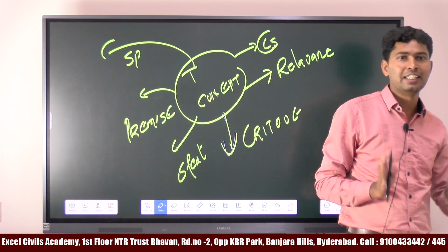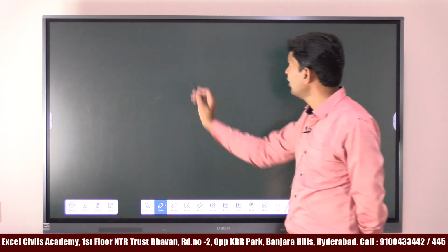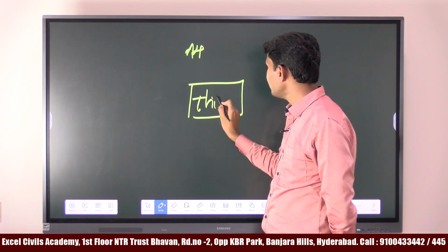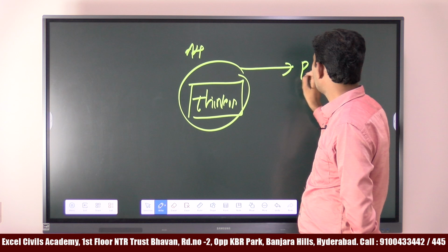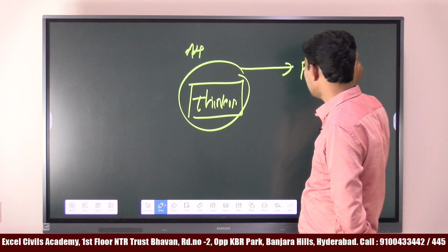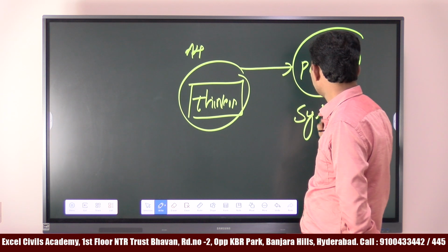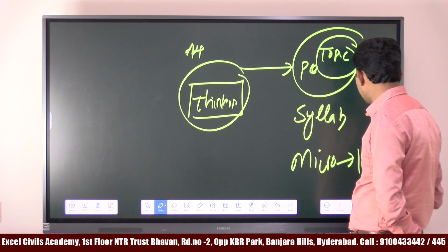What should be your approach for thinkers? If at all you are serious about sociology optional and thinkers, in one A4 paper, write the concept of the thinker and look at the previous questions on that specific topic. This is not only for this topic, any topic. First syllabus, then micro topic. After that, look at the previous questions.